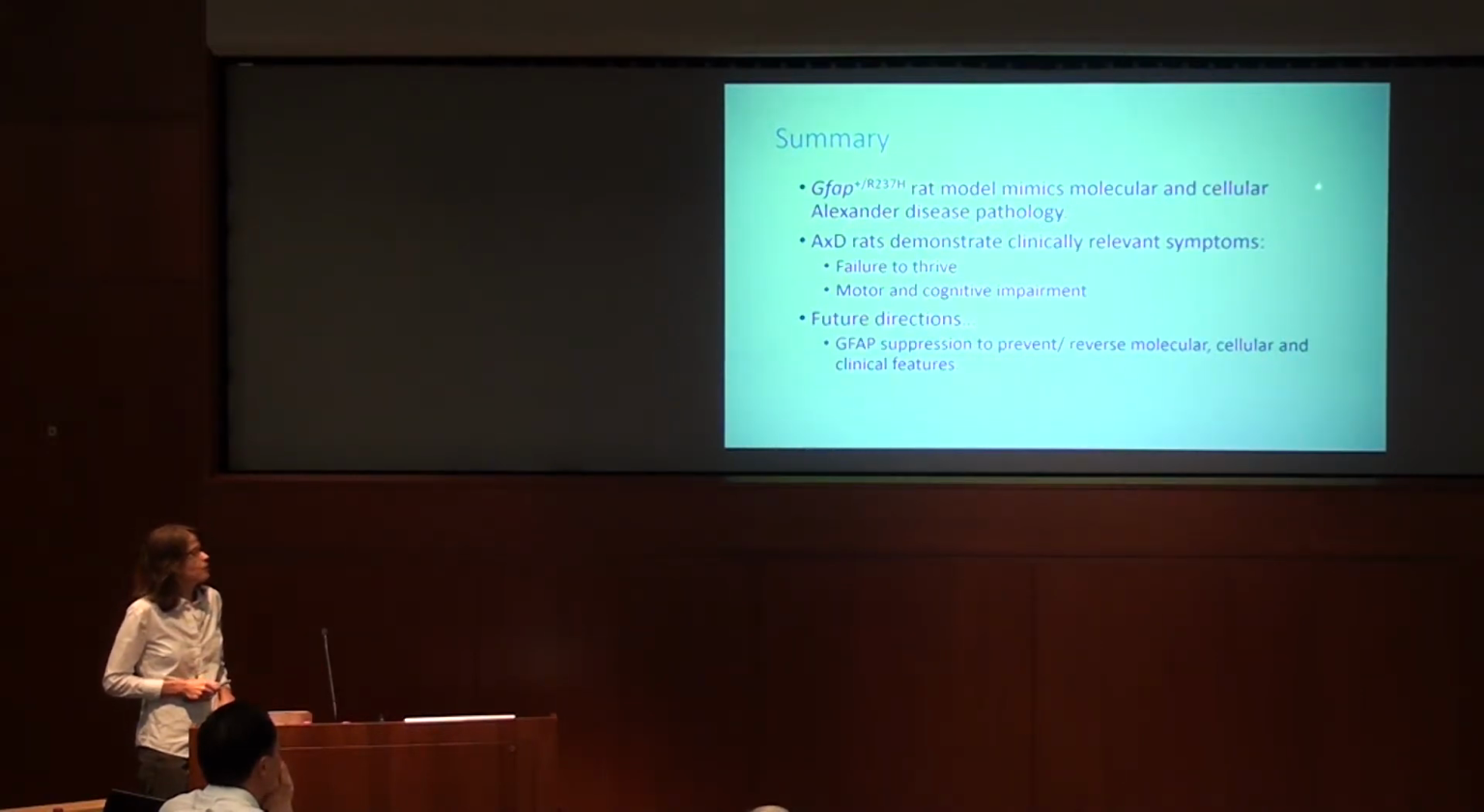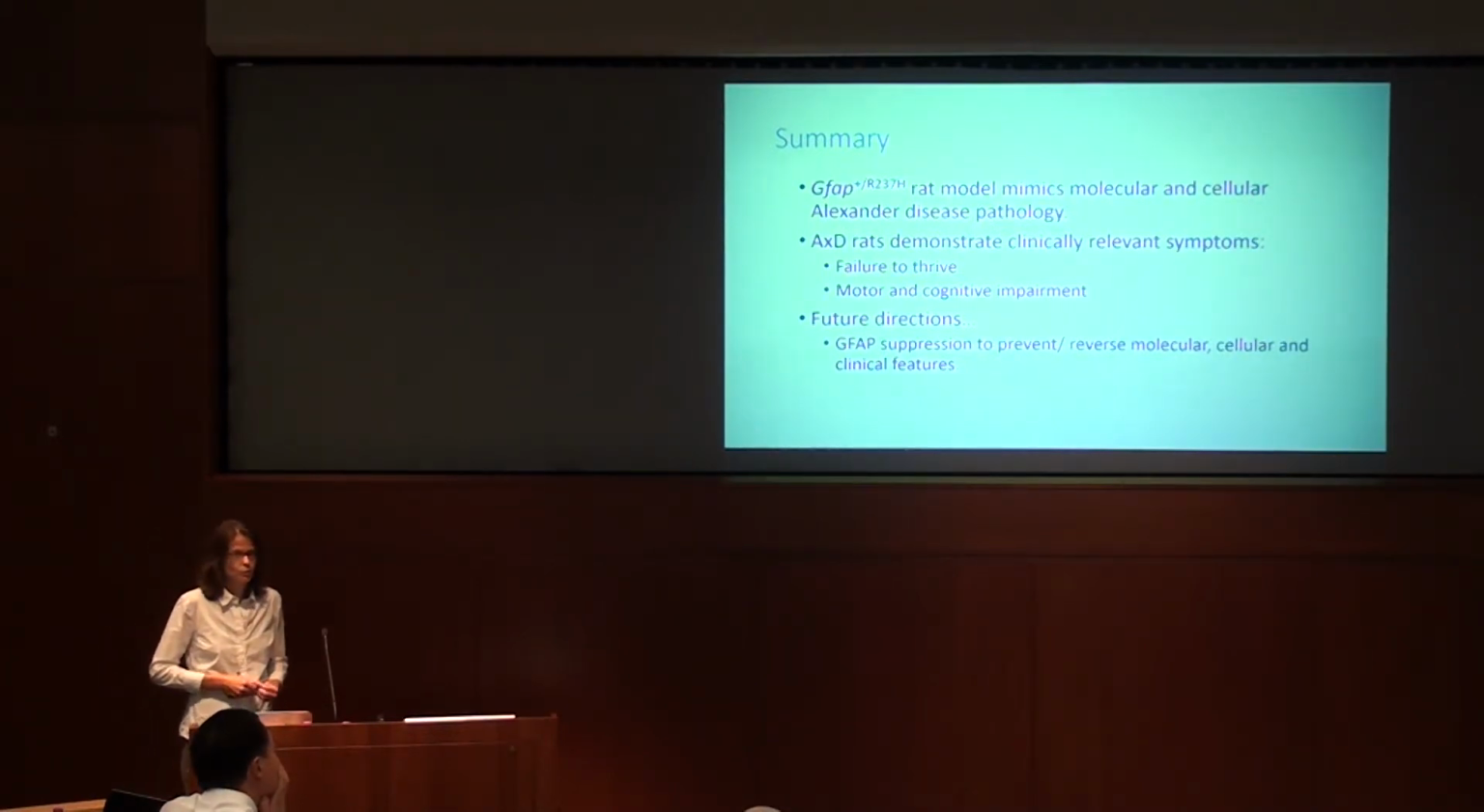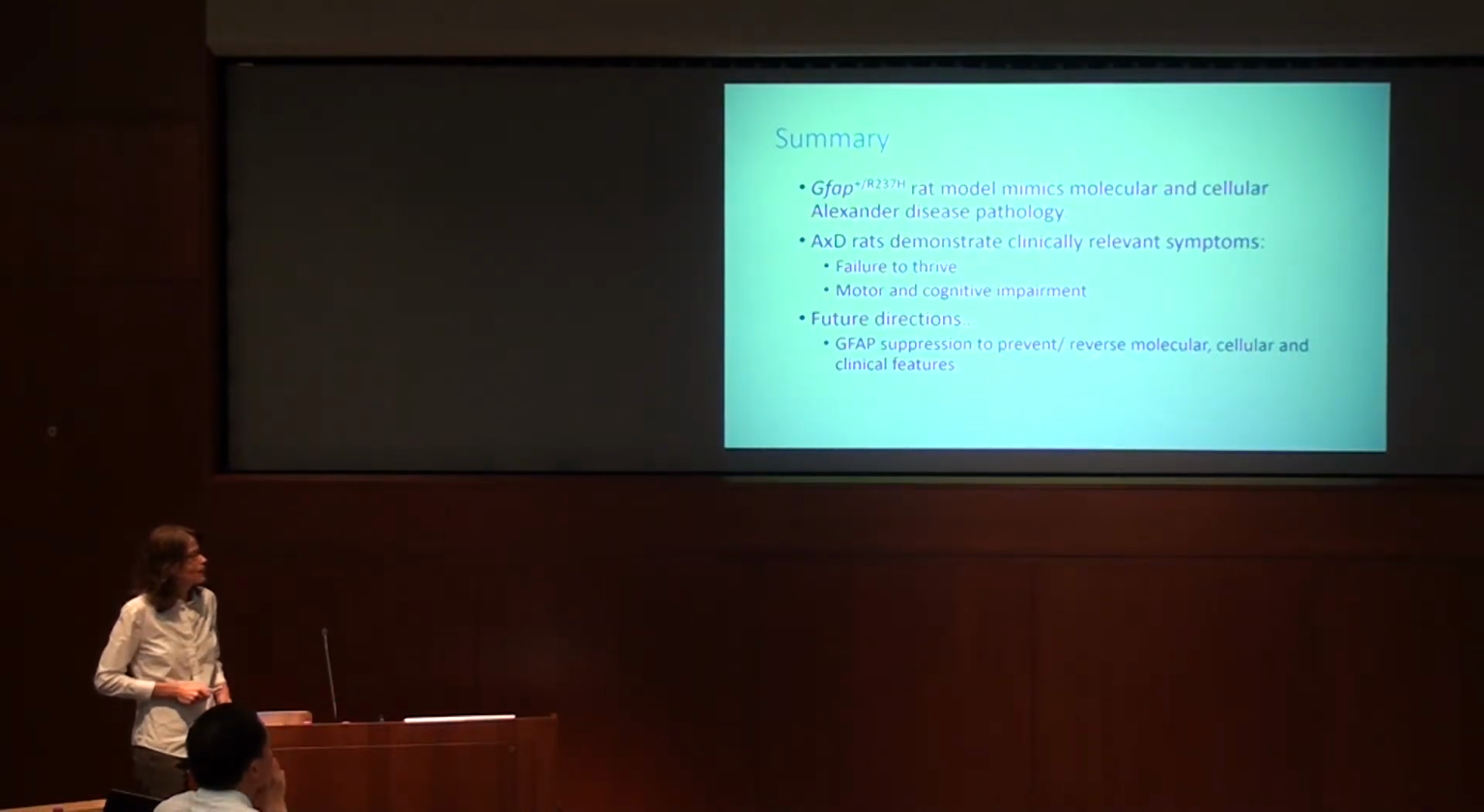And more importantly, we've demonstrated that there are clinically relevant symptoms, including a failure to thrive, and motor and cognitive impairments. I didn't talk about some of the results we have from cognitive behavioral tests, because they're very preliminary, but we believe they also have impairments with cognitive function. And so future directions are going to be using some of the therapeutics that will be talked about this afternoon, and some of the other studies that, for example, Mel talked about with the fly studies, to see if we can prevent or reverse some of these features, not only the molecular and cellular features, but some of the clinically relevant ones.